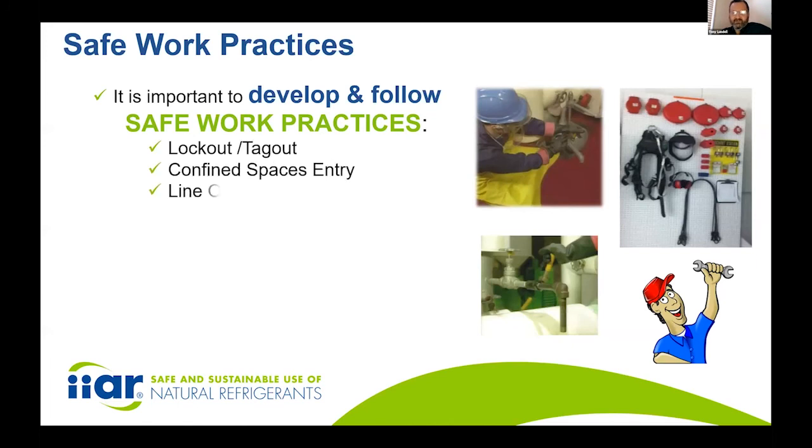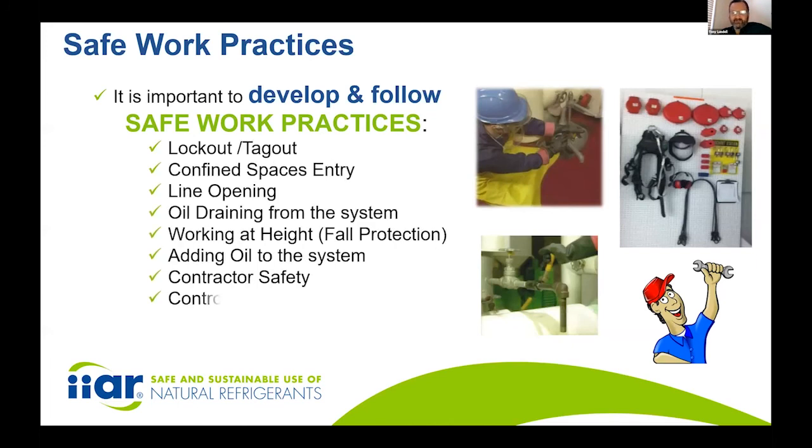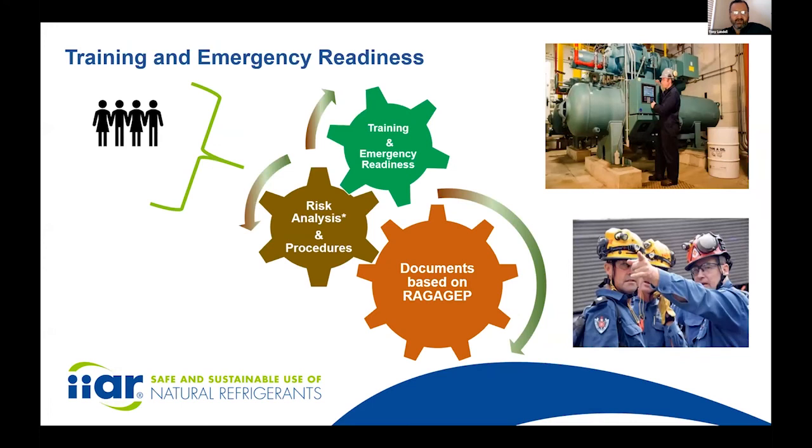And I'll list a few here: lockout, tagout, confined space entry, line opening, oil draining from the system, working at height, which is fall protection, adding oil to the system, contractor safety, control access, electrical safety, and ground disturbance are a few of the other safe work practices that you want to include with your operating procedures and train your employees.